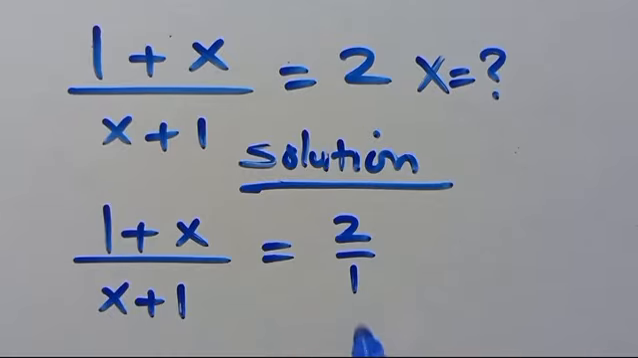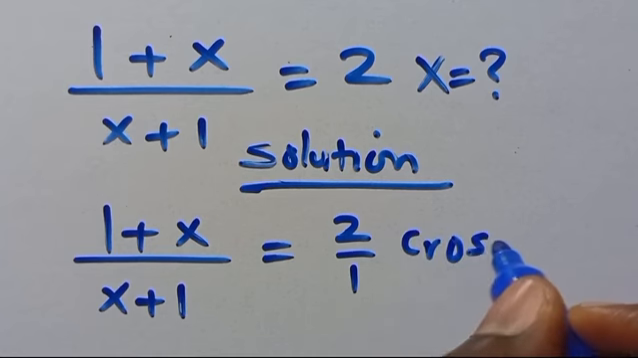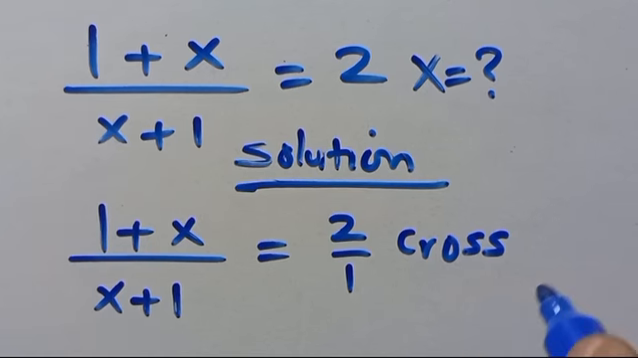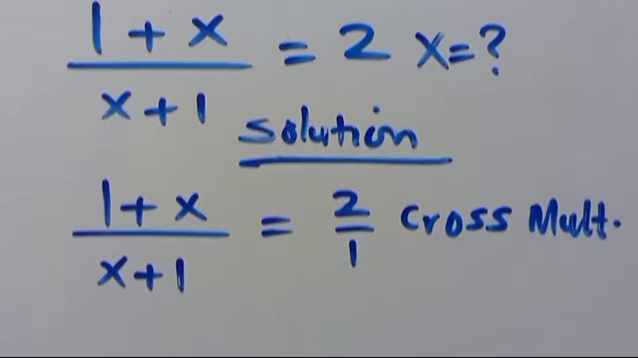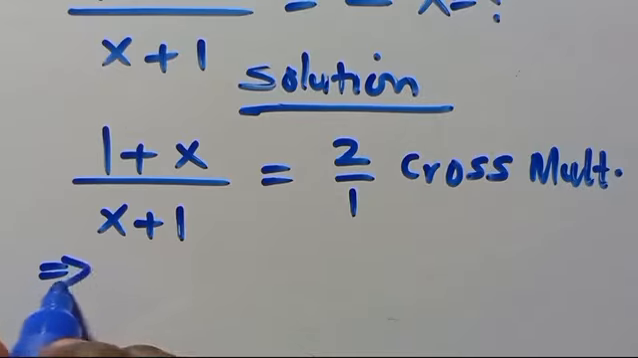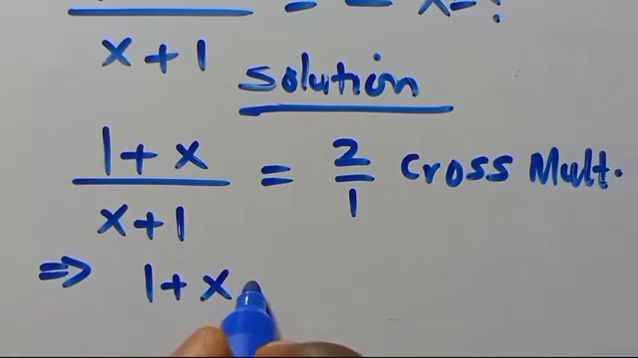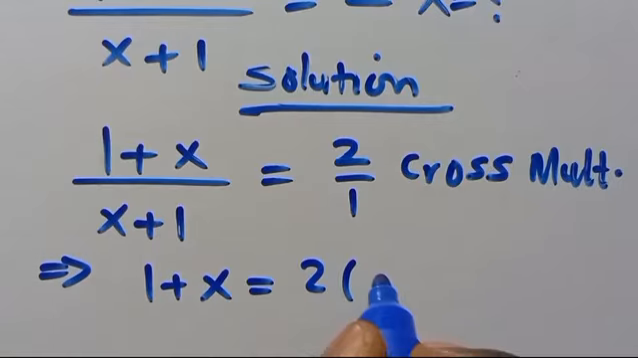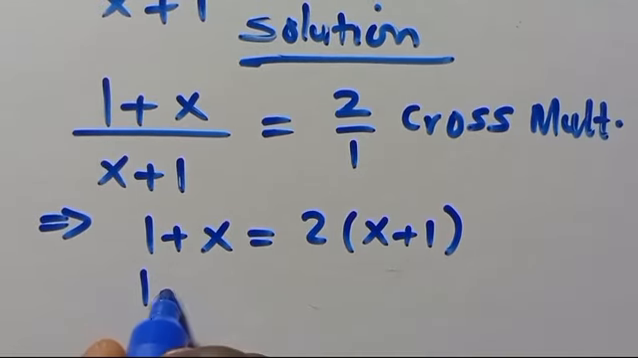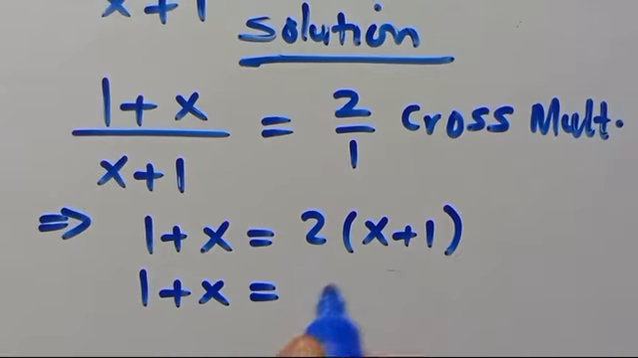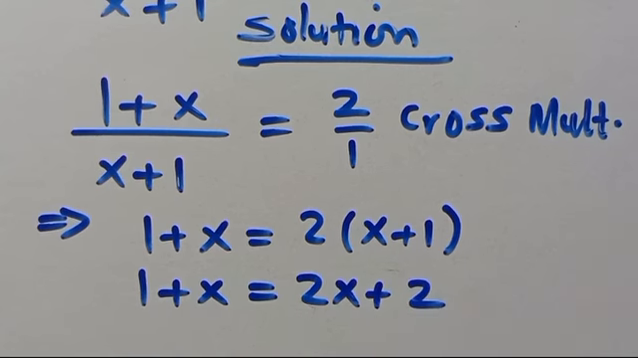By dividing this one by 1, then when we cross multiply, we are going to have this to be x plus 1 times 1. This will be 1 plus x equals 2 times (x plus 1). So from this side we have 1 plus x. When we open the bracket, 2 times x will give us 2x, and 2 times 1 will give us 2.